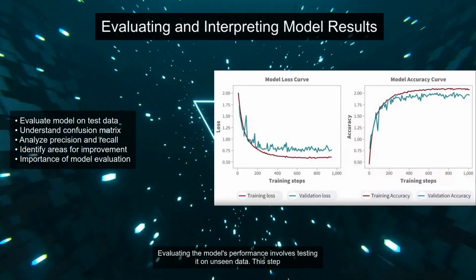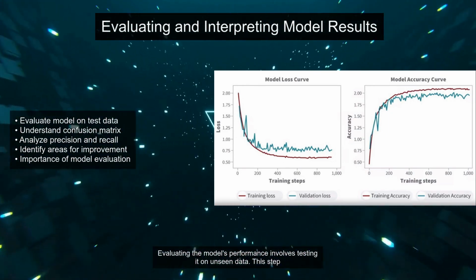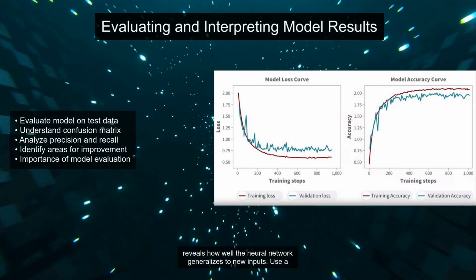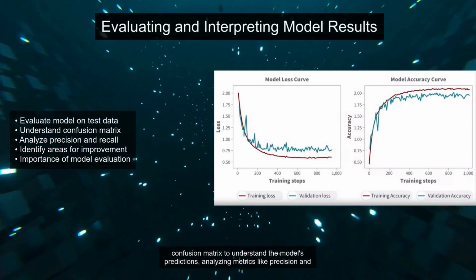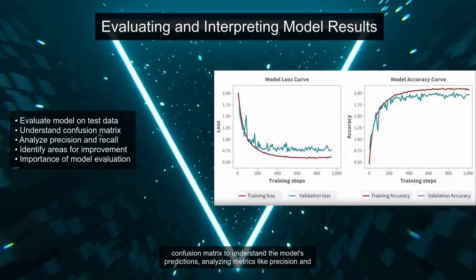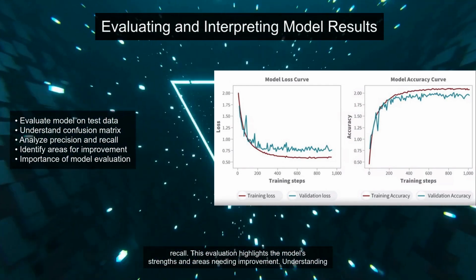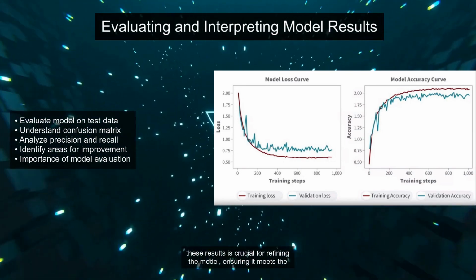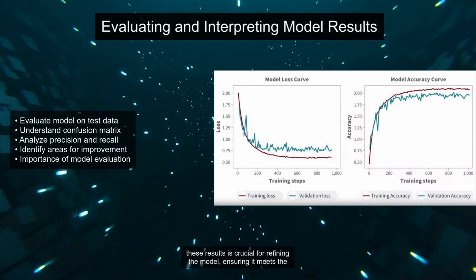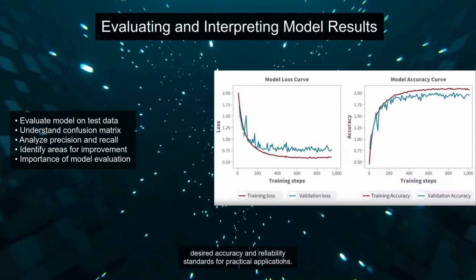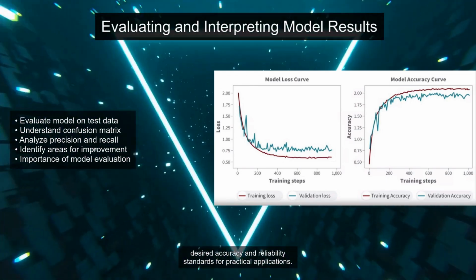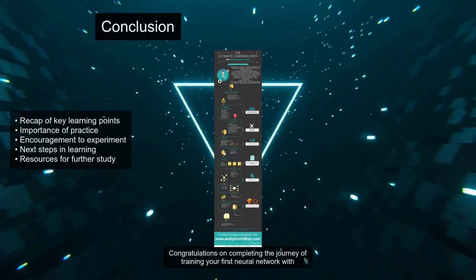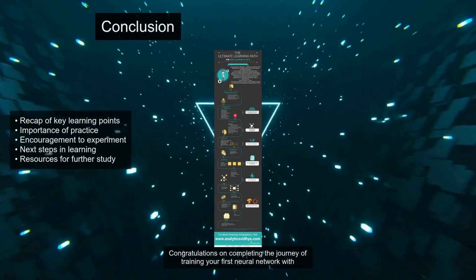Evaluating the model's performance involves testing it on unseen data. This step reveals how well the neural network generalizes to new inputs. Use a confusion matrix to understand the model's predictions, analyzing metrics like precision and recall. This evaluation highlights the model's strengths and areas needing improvement. Understanding these results is crucial for refining the model, ensuring it meets the desired accuracy and reliability standards for practical applications. Congratulations on completing the journey of training your first neural network with Python.